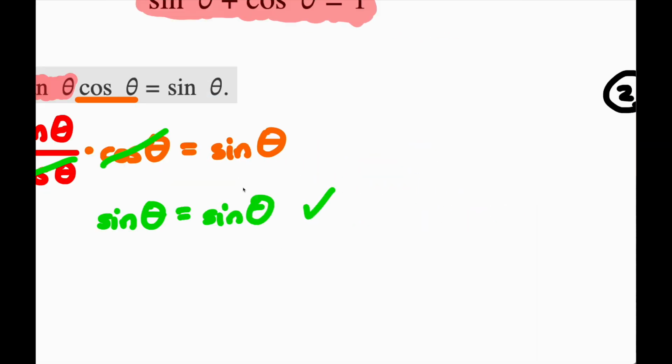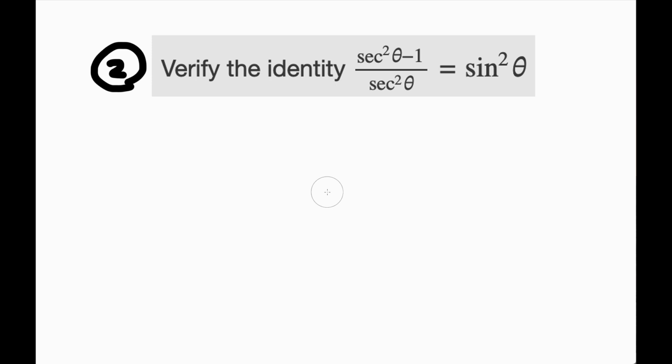That is the answer. So number 2 is more complicated than number 1. You still have to understand how to do number 1, because you'll see simple problems like that, but a lot of them are more complicated like this one. So let's break this down.